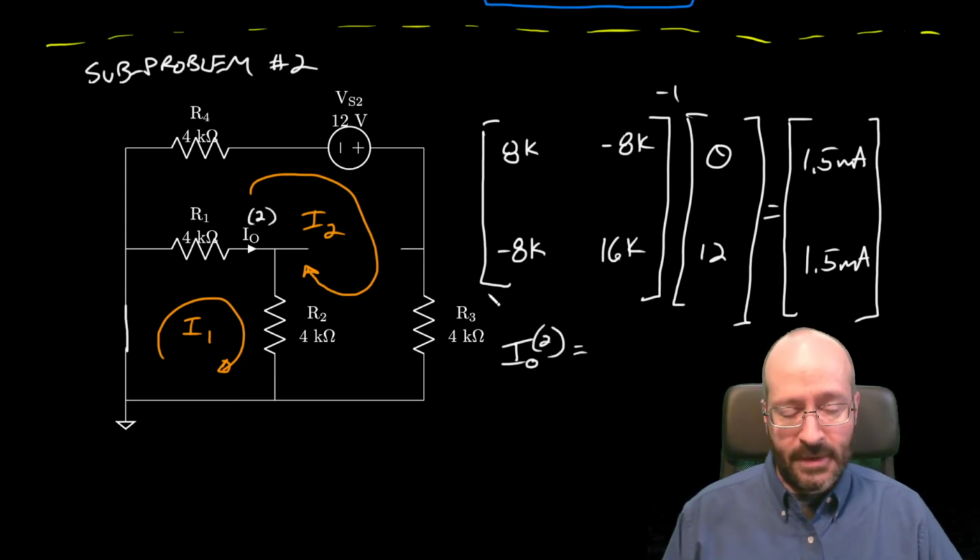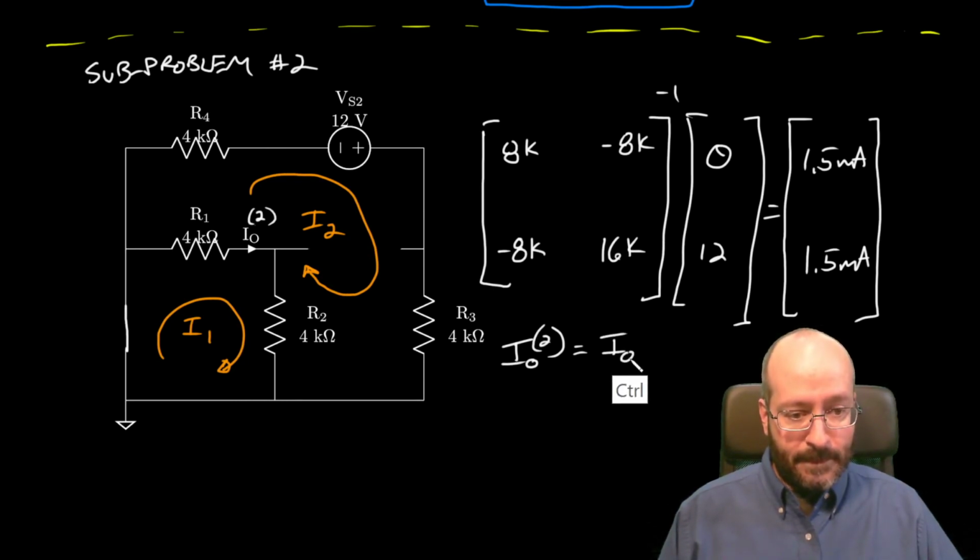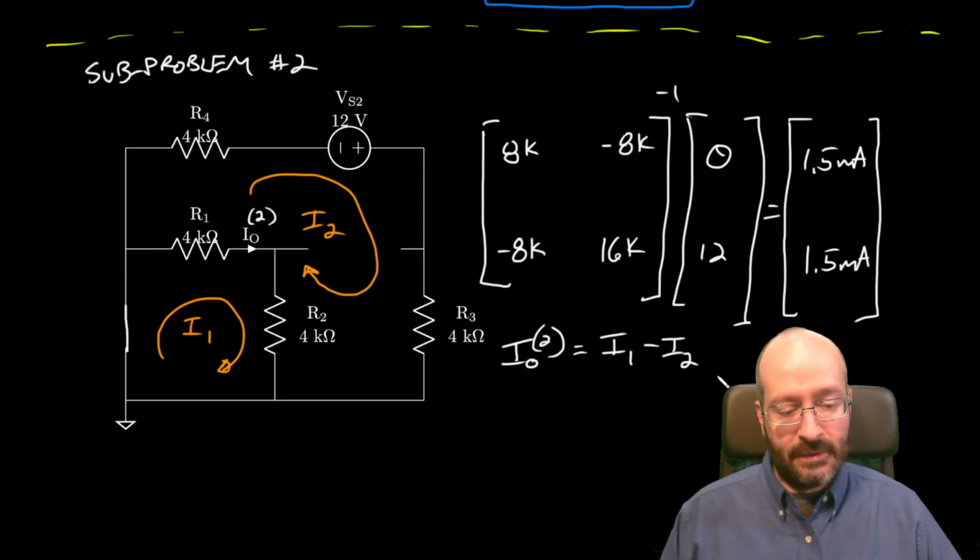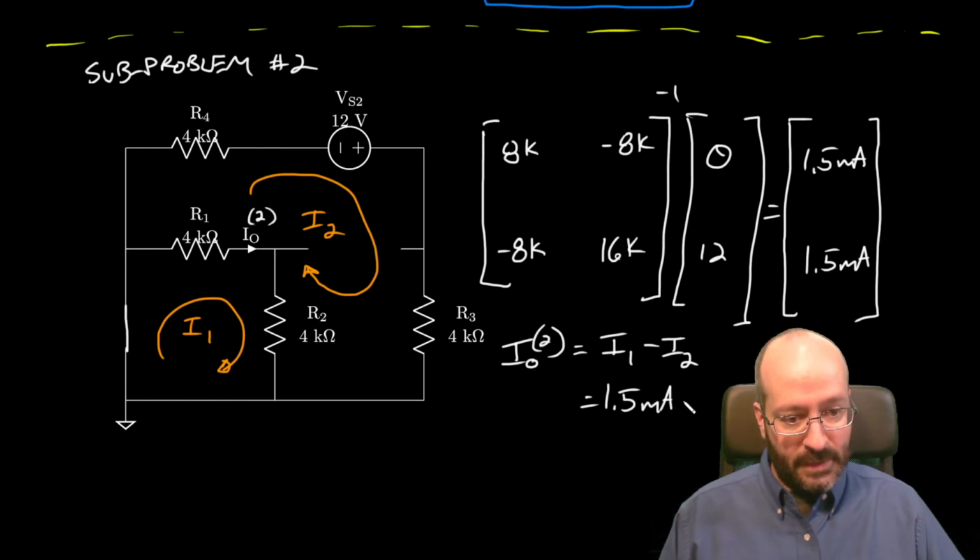Let's see, does I1 touch that? Yes, it does. Does I2 touch it? Yep, and it flows opposite, so it looks like that. So plugging in values, we get 1.5 milliamps minus 1.5 milliamps, also known as 0.